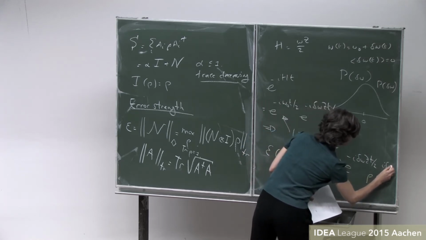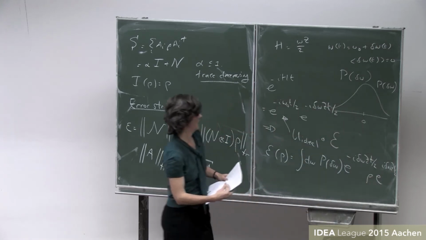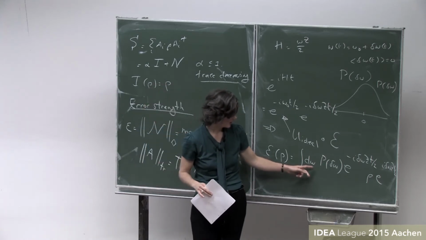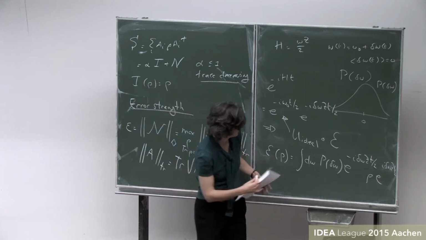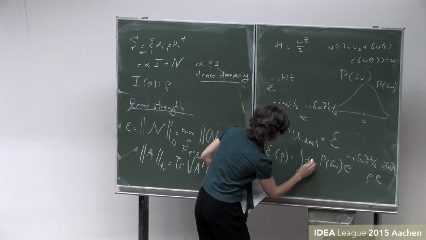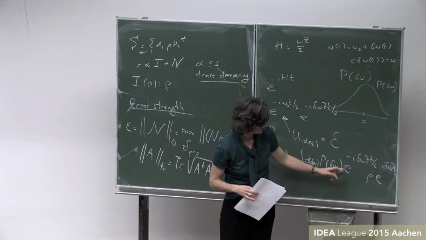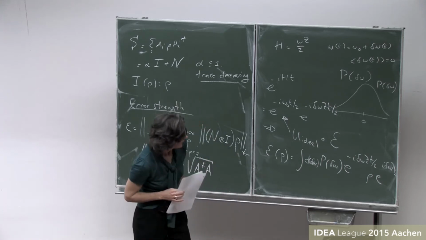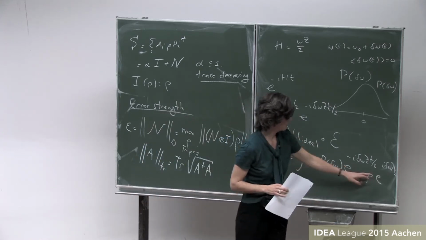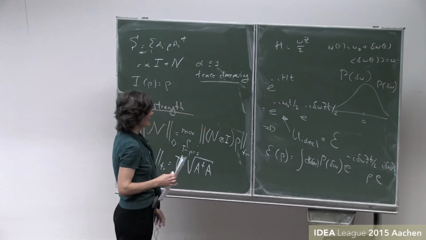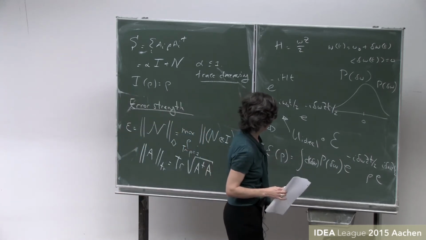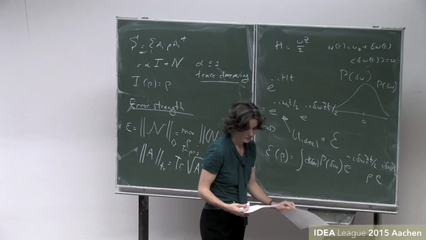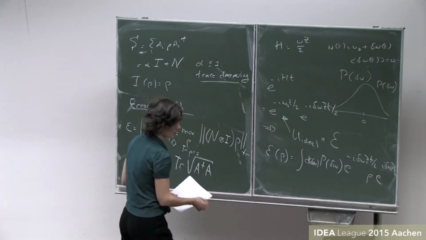Okay, is this clear? Let me say the words. E on rho is just the average. It's an integral over d omega of the probability for d omega, and then I evolve with my small d omega. Sorry, you can't write it, but this is just U rho U dagger. Of course, this is only for a short time, and this is some Gaussian distribution. Now I need to erase something.